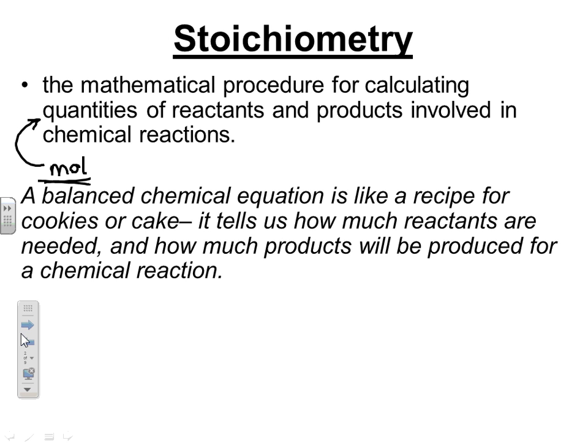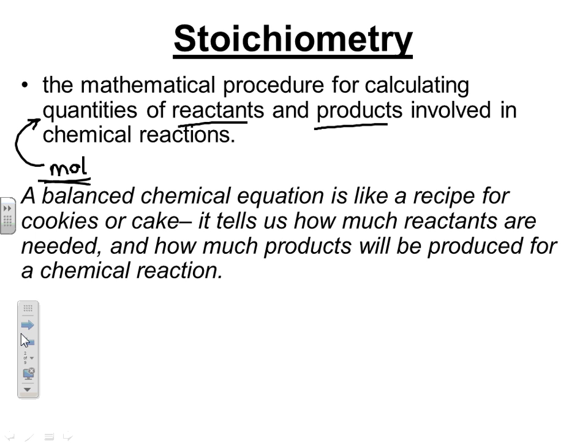Now notice it says here of reactants and products, which means we need a balanced chemical equation in order to understand this. So we're going to learn a new calculation that's going to go along with our old calculation. That'll be tomorrow. So today we're just learning the new calculation that allows us to calculate various things in a chemical reaction. A balanced chemical equation is like a recipe for cookies or cake. It tells us how much reactants are needed and how much product will be produced. So many cups of this and so many tablespoons of this to result in one cake.